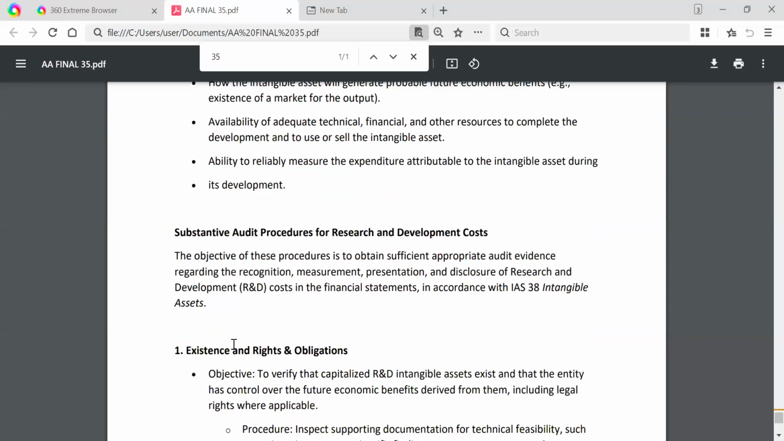Substantive audit procedures for research. The objective of this procedure is to obtain sufficient appropriate audit evidence regarding the recognition, measurement, presentation, and disclosure of research and development in the financial statements in accordance with IAS 38, Intangible Assets.